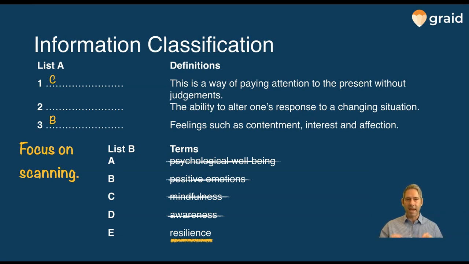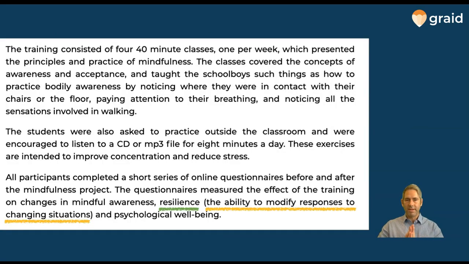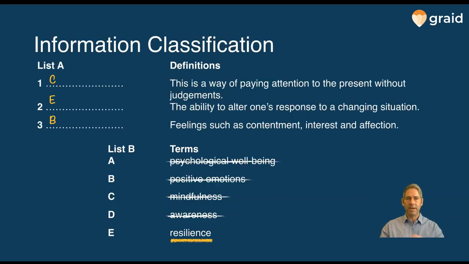Again, I'm going to scan through the reading for this term. And we can see on this page, resilience, it's bracketed with a definition. The ability to modify responses to changing situations. Very clearly, this is the answer to question 2. So this is the best way to answer information classification questions. The focus should be on scanning.